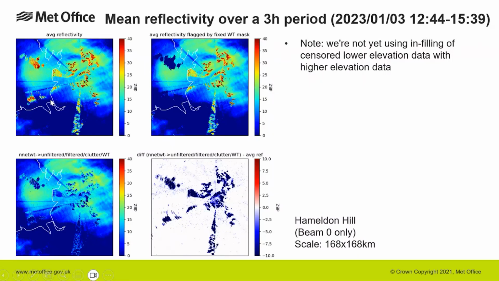And this is a diff between the average reflectivity at the top and the filtered version at the bottom. So we're seeing that over here, there's no loss in the original rainfall. So the rain signal is the same.